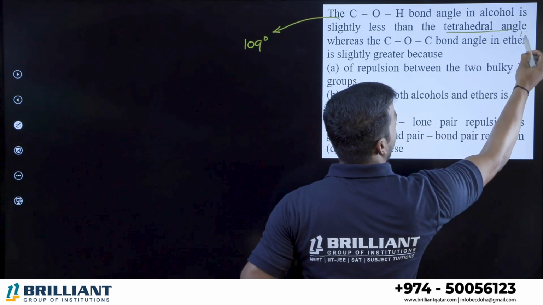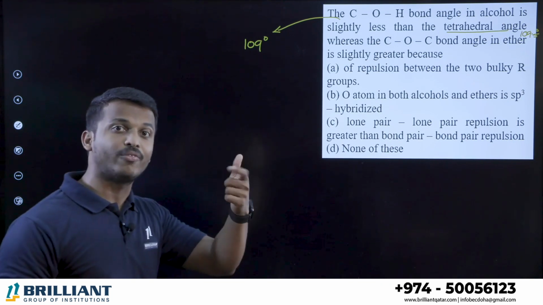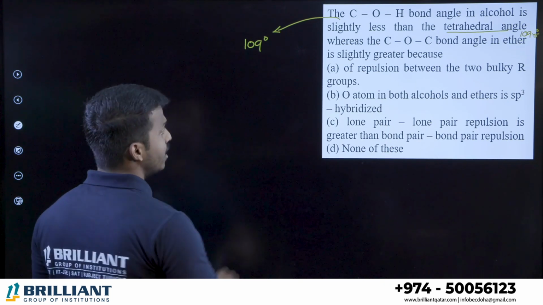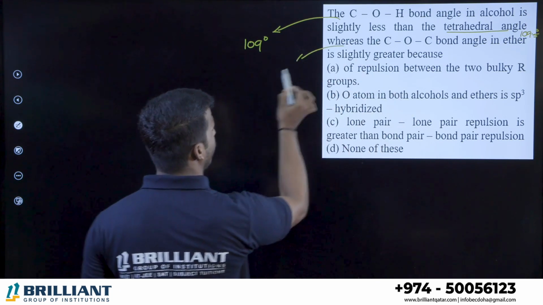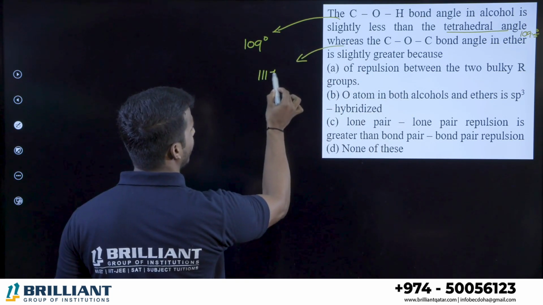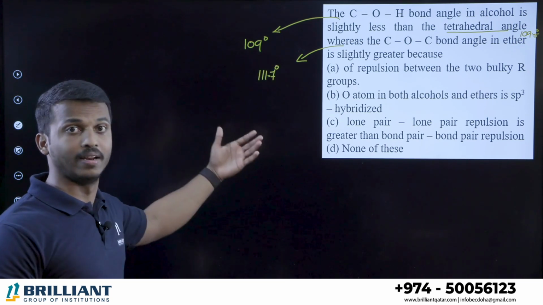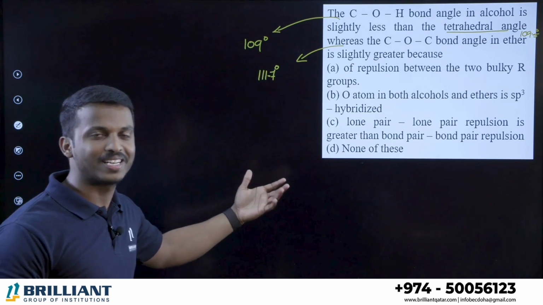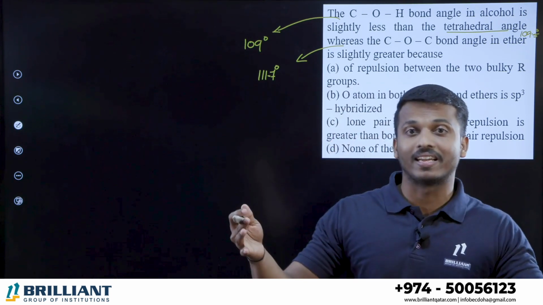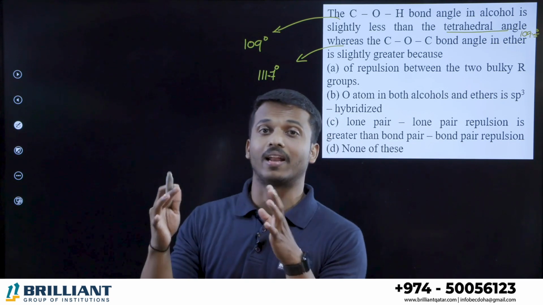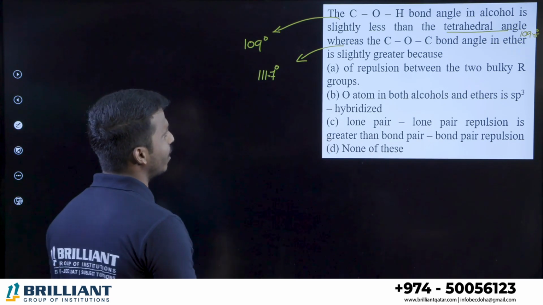We studied 109.5 degrees. Whereas the COC bond angle in ether, what is it? 111.7 degrees. It is slightly greater. Because already we discussed why in ether the bond angle is slightly greater than the normal tetrahedral bond angle, like alcohol. So here what is the reason, dear students?